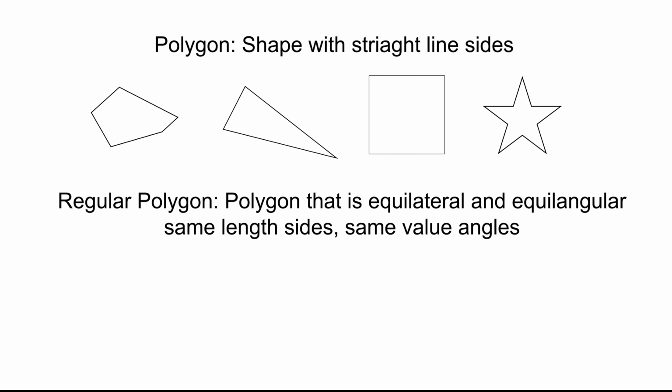A regular polygon is a polygon that is equilateral and equiangular. This means its side lengths are the same and its angles have the same value as well. Let's take a look at a few examples for these.